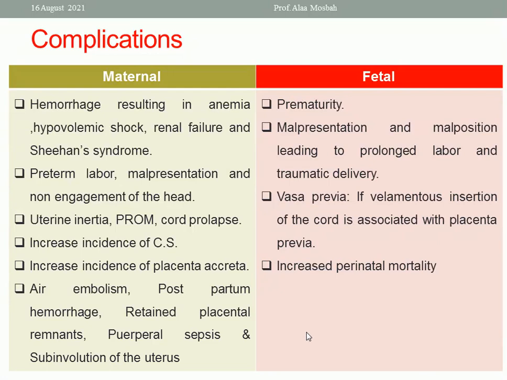What about the fetal complications? Prematurity, malpresentation and malposition, leading to prolonged labor and traumatic delivery. Vasa previa and velamentous insertion of the cord associated with placenta previa, as I mentioned before, and also increased perinatal mortality.